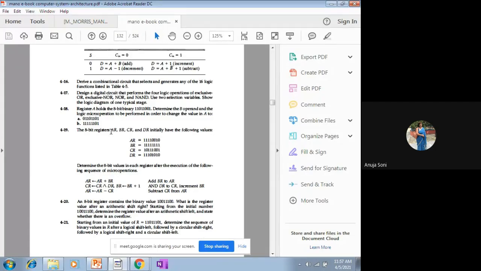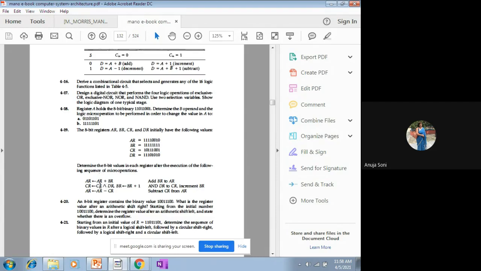The 8-bit registers AR, BR, CR, and DR initially have the following values. Some values are given, initialized in those registers. Determine the 8-bit values in each register after the execution of the following sequence of micro-operations. Here some micro-operations are given, and after the evaluation of all of them, you have to calculate the final value.